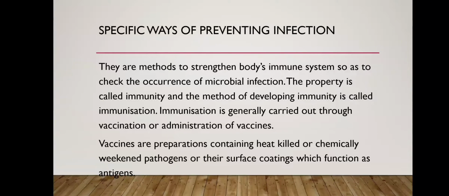Now today we will study the specific ways of preventing infection. They are methods to strengthen the body's immune system so as to check the occurrence of microbial infection. The property is called immunity, and the method of developing immunity is called immunization. Immunization is generally carried out through vaccination or administration of a vaccine. Vaccines are preparations containing heat-killed or chemically weakened pathogens or their surface coating, which function as antigens. These specific ways of preventing infection include the immunization program.